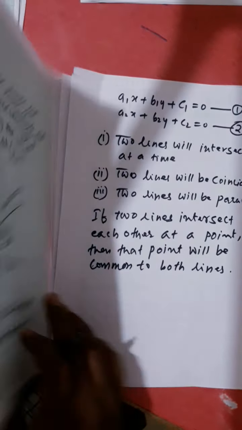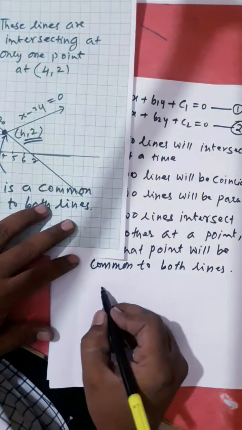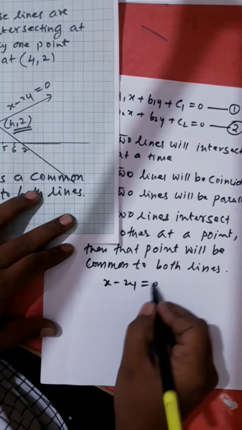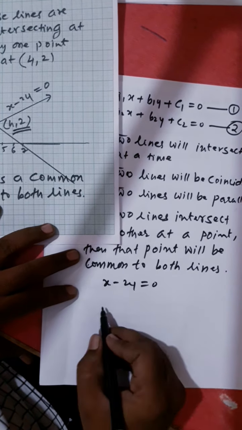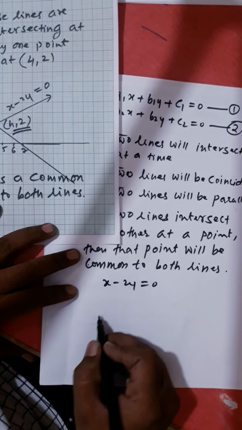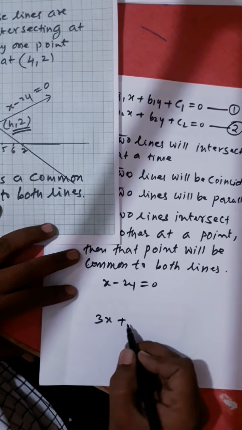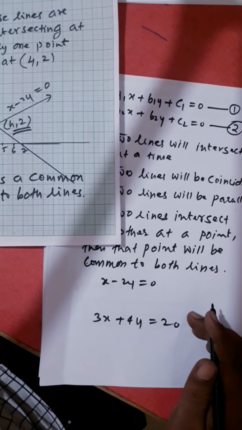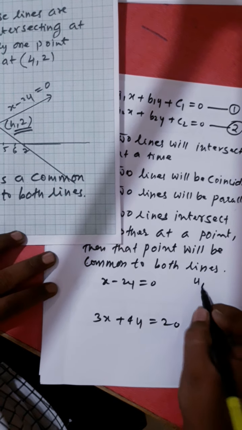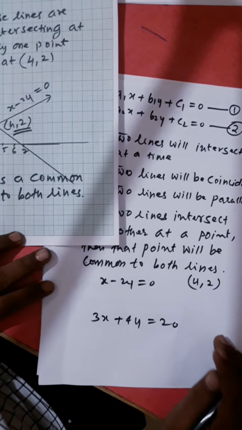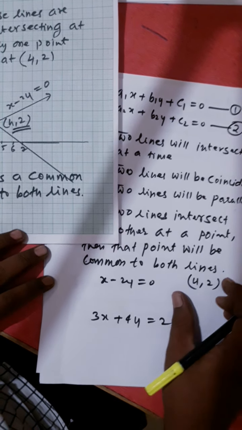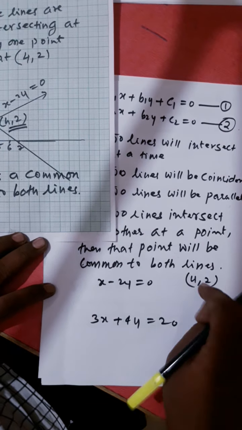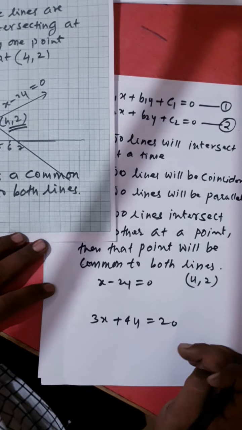See, this one line is x minus 2y is equal to 0, and another equation is 3x plus 4y is equal to 20. Where are they intersecting? They are intersecting at only one point, 4 comma 2. That means 4 comma 2 is the one and only one point where they are intersecting, and this point will be common to both the lines.